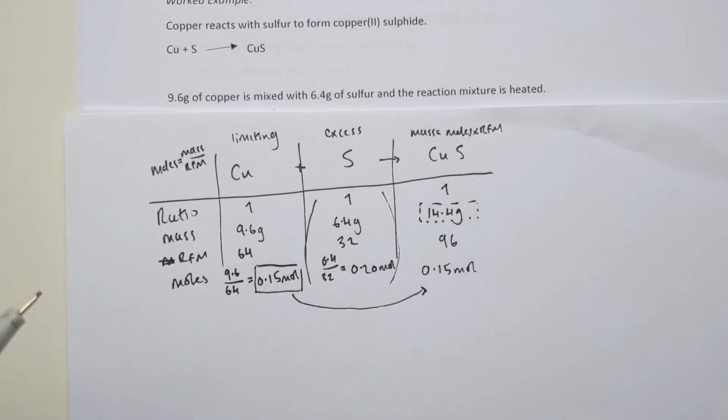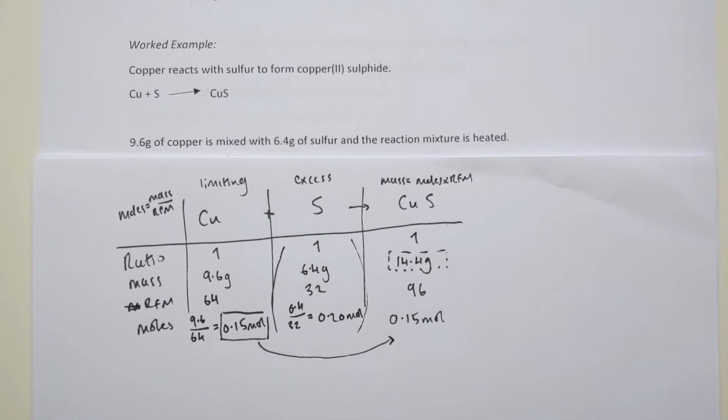And when I want to work out which one's going to run out first, it's the one that's going to control how much product I make. So that's why I picked the copper, 0.15, 1-to-1 ratio, 0.15 moles of copper sulfide, converted back into a mass at the end. So I'm going to work through a couple more examples now just to see if that can help it get into your head.